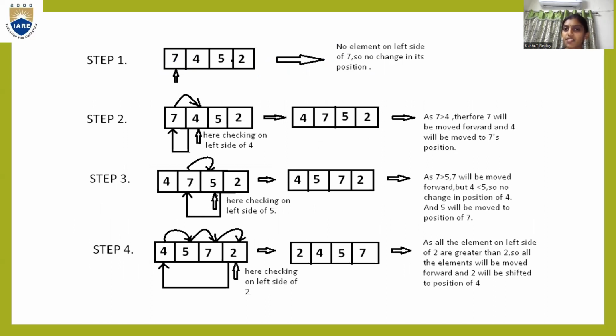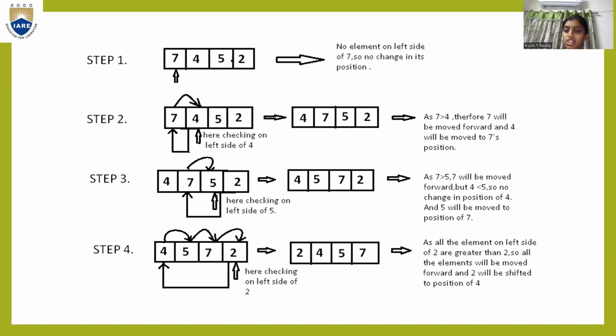So no element on the left side of 7, so no change in its position. Now let us start comparing. As 7 is greater than 4, therefore 7 will be moved forward and 4 will be moved to 7's position. In the same way, as 7 is greater than 5, 7 will be moved forward, but 4 is less than 5, so there will be no change in the position.